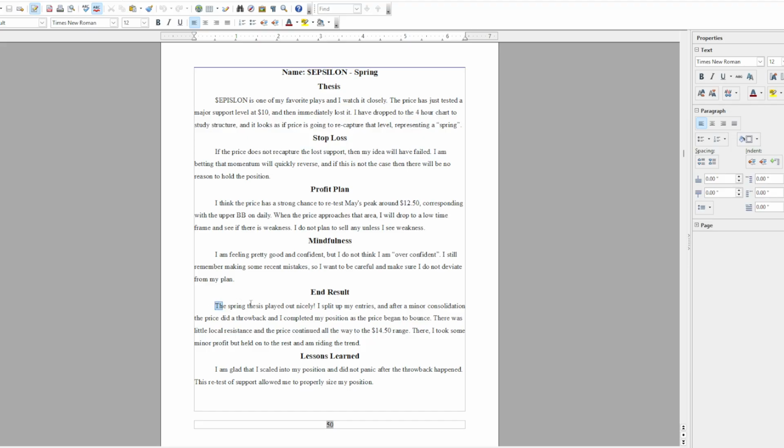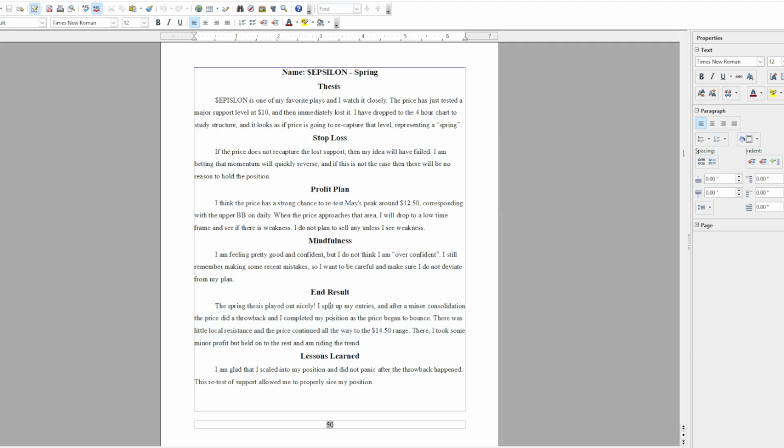End result. The spring thesis played out nicely. I split up my entries, and after a minor consolidation, the price did a throwback, and I completed my position, and the price began to bounce. There was just a little bit of resistance, and then it continued all the way to $14.50, not $12.50. There, I took some profit, and I will hold on and ride the rest while riding the trend.